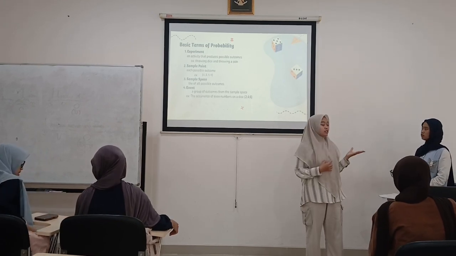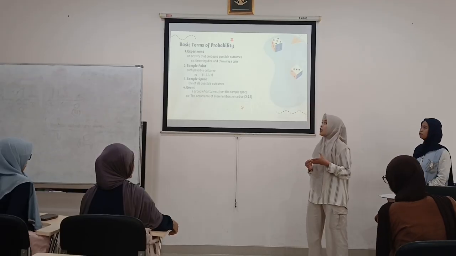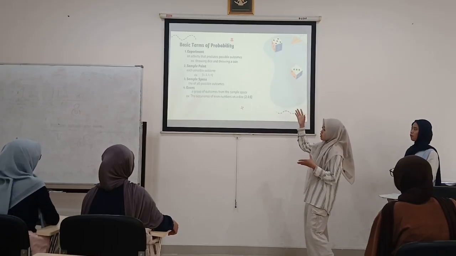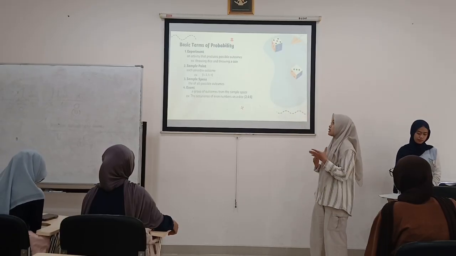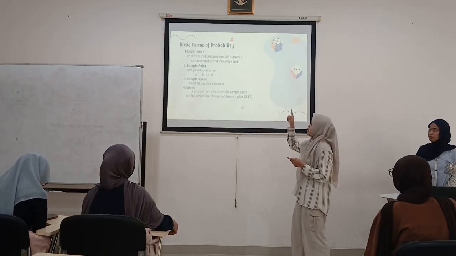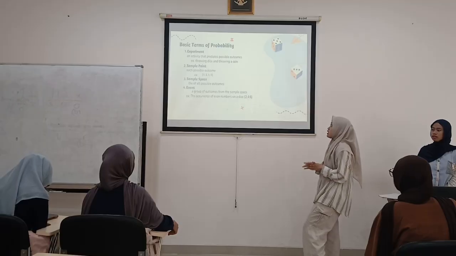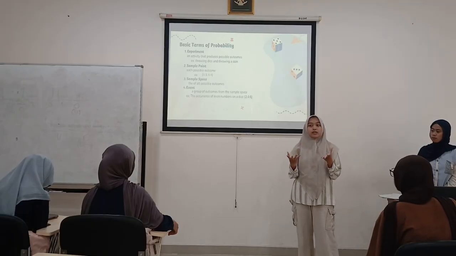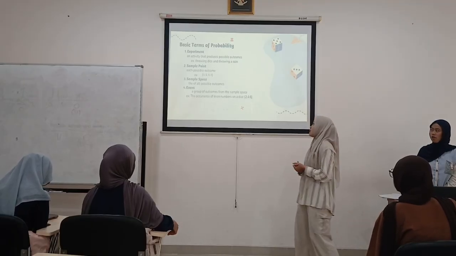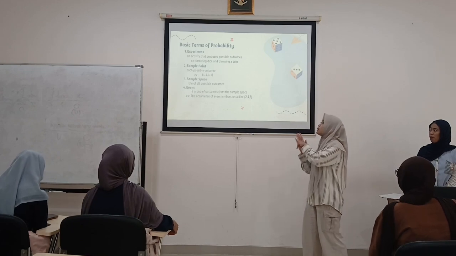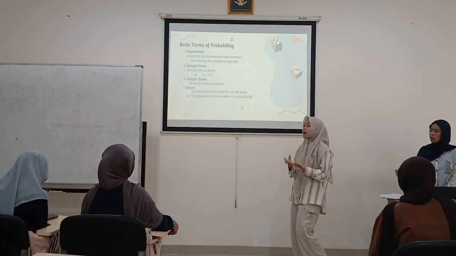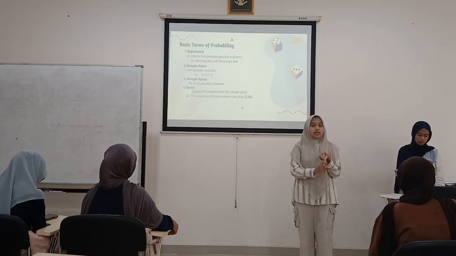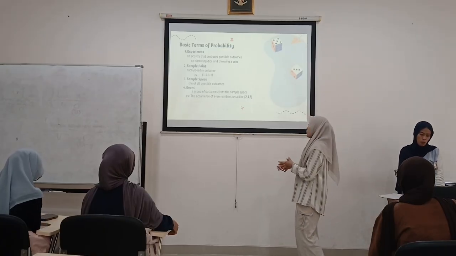Okay, students, here I will continue the lesson from Mrs. Chita. Here we will learn about basic theorems of probability. This is the word basic if you learn about probability methods. First, experiment. An experiment is an activity that produces a possible outcome. For example, throwing a dice or throwing a coin. Second, sample point. A sample point is each possible outcome. For example, if you throw a dice, the sample points are 1 only, 2 only, 3 only, and many more.